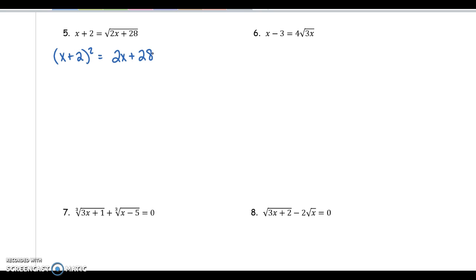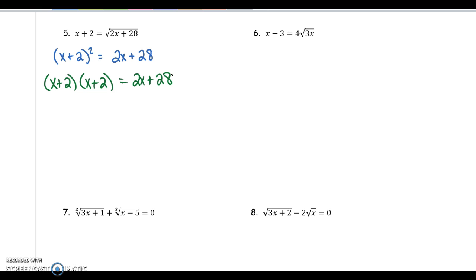Okay, this is the part that you really need to pay attention to. You cannot simply do x squared plus 2 squared. It doesn't work that way. What does squaring something actually mean? Multiplying it by itself. So this means that this is x plus 2 times x plus 2 equals 2x plus 28. We need to multiply this out. Technically, the term is expand. We need to expand this. We need to multiply it out. FOIL, double distribute, whatever you call it.